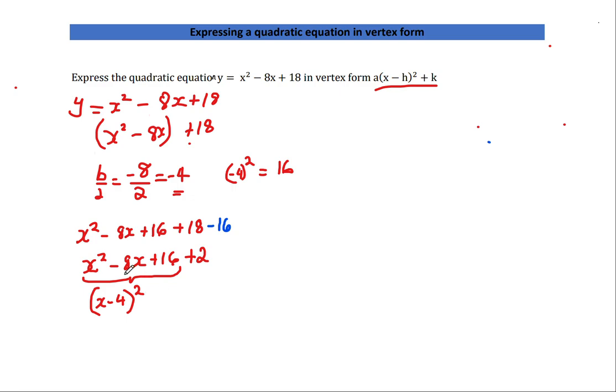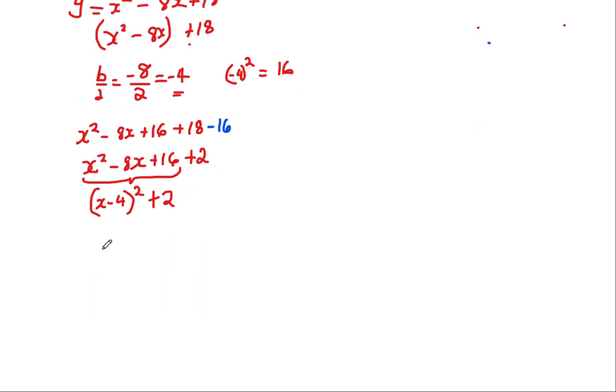So we've basically formed a perfect square, which is the objective that we want to achieve when we are completing the square. So we end up with (x - 4)² + 2. And you will realize that (x - 4)² + 2 resembles the vertex form, which is a(x - h)² + k. It therefore means that I can now easily identify a. So the general form again, vertex form, is a(x - h)² + k.